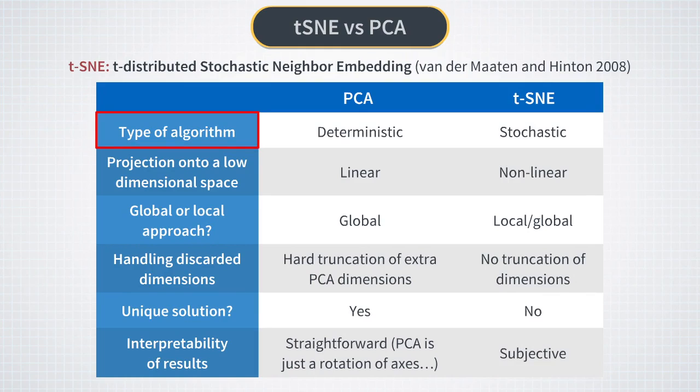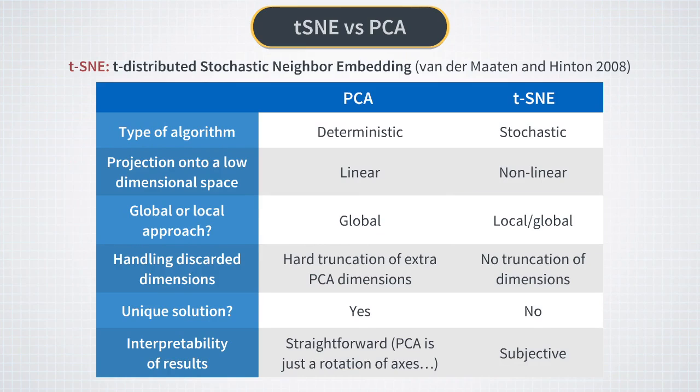Let's start with the type of optimization algorithm used by both methods. While the PCA is a deterministic algorithm, the tSNE is stochastic. One consequence of this is that the PCA leads to a unique solution, but the tSNE may lead to different results for multiple runs on the same data. Furthermore, while the PCA is a global method, that is, all n-dimensional points affect a given two-dimensional projection point, the tSNE is a local method, with an induced global behavior.